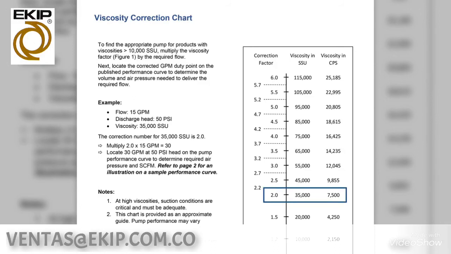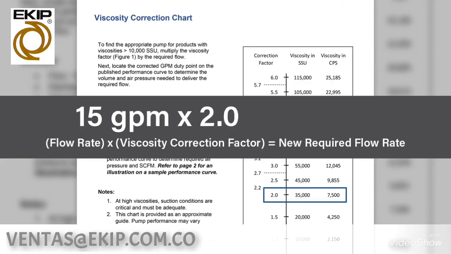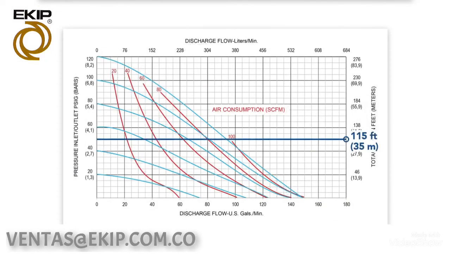In order to obtain the same level of performance as water for the required flow rate of 15 gallons per minute, multiply the flow rate by the viscosity correction factor, in this case 2.0. The new required flow rate for a viscous product of 7,500 centipoise is 30 gallons per minute. Refer to the AODD pump performance curve once again and adjust the operating point to the viscosity correction flow rate of 30 gallons per minute.